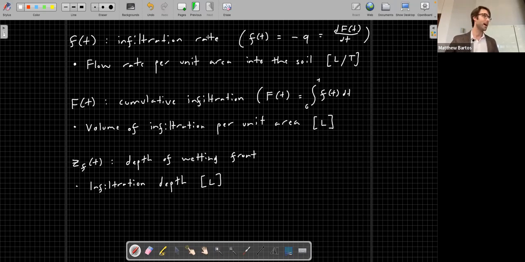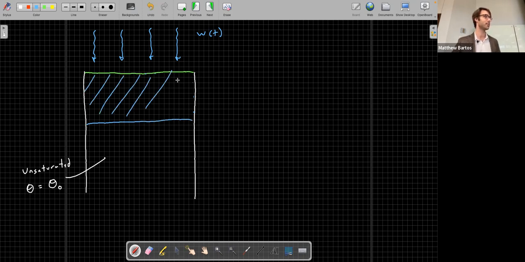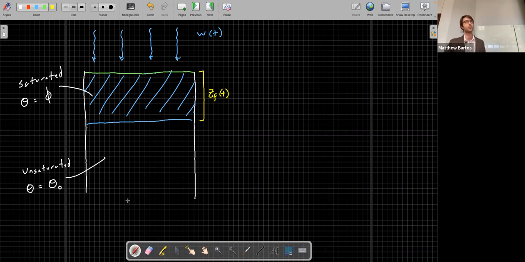So let me go back and just draw this out. If we have rainfall occurring over the surface, and let's just say that this portion of soil here has saturated. We'll say that this portion is saturated and our soil moisture content is equal to phi, our porosity here. The depth of the wetting front is literally this distance here. Okay, and we can relate the depth of the wetting front to the cumulative infiltration. How can we do that?